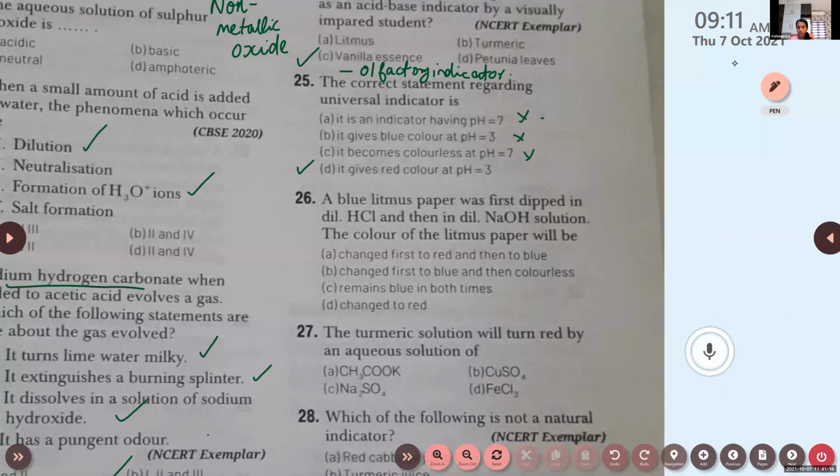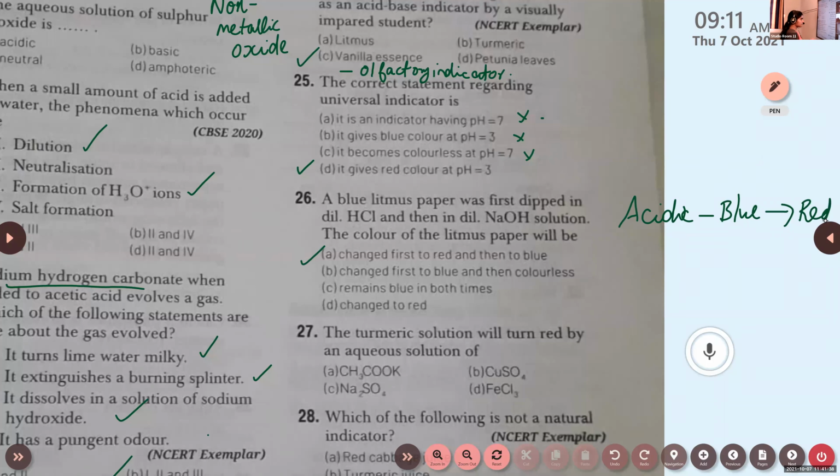It turns to blue. So which one is the correct answer? Option A, B, C, or D? A. Then A. In acidic medium, what happens? Blue litmus paper turns to red. Now the color of the paper is red.